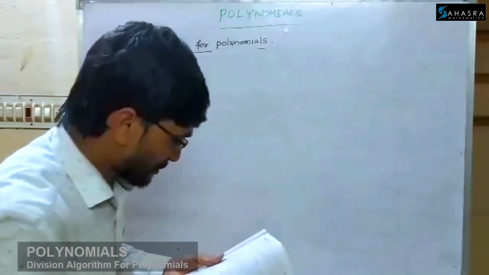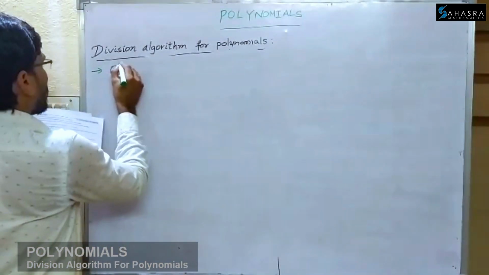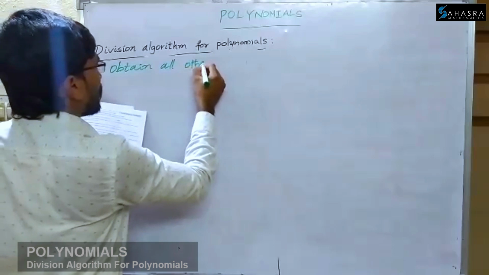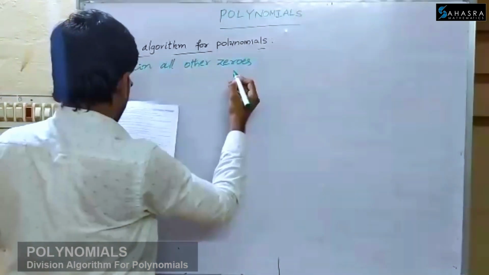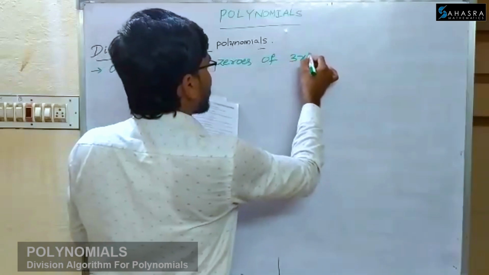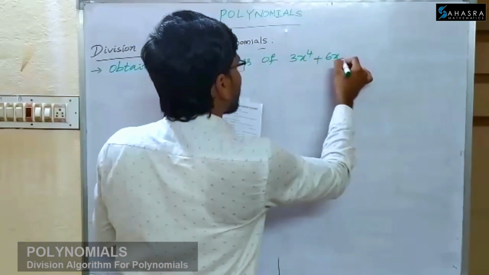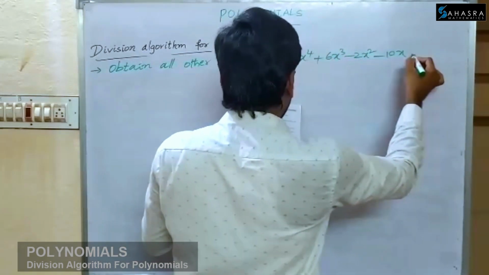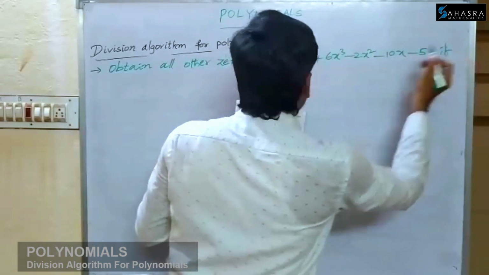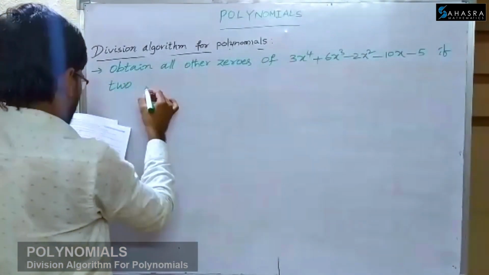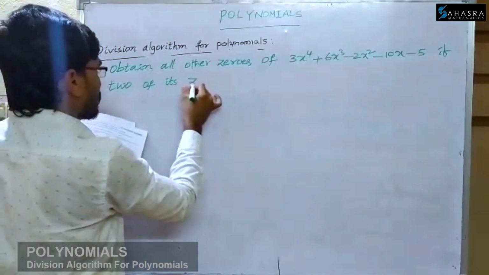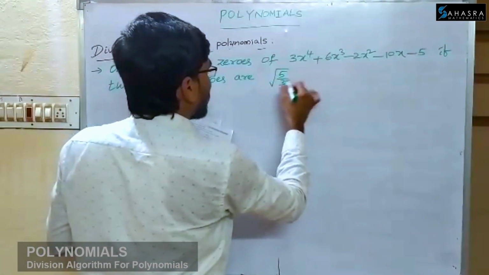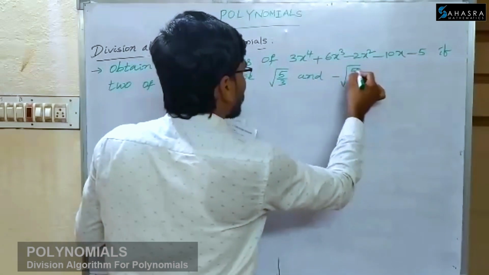So like this they will give a problem. Obtain all other zeros of 3x power 4 plus 6x cube minus 2x square minus 10x minus 5, if two of its zeros are root of 5 by 3 and minus root of 5 by 3.